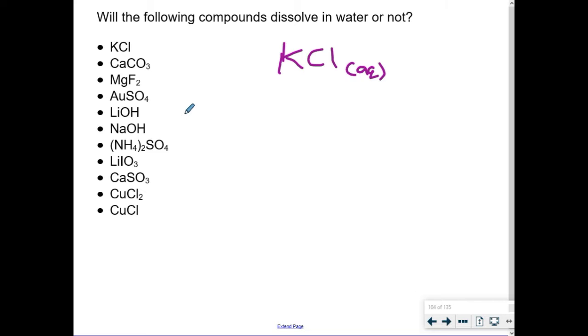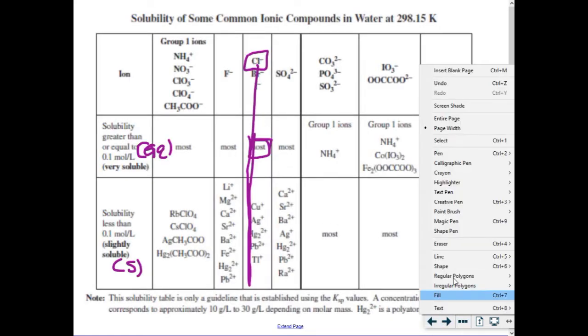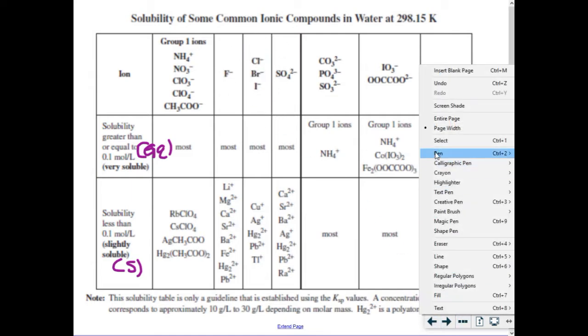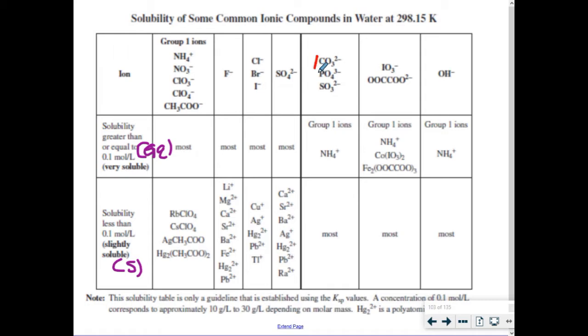Let's try a few more random ones in here. Let's try the next one, CaCO3. So you just wrote out CaCO3, you named it, but you're trying to take a guess as to what you should write here. Use this chart. Find your anion. Where's your anion? CO3. Here it is, CO3. Everybody able to follow that so far?